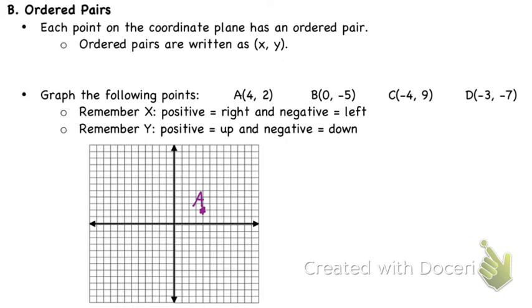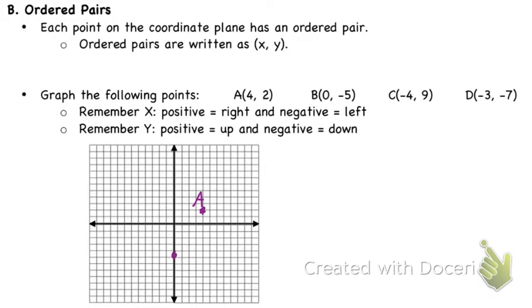Okay, for point B, where would I go? Who can raise your hand to help me out with point B? Okay, Jaden. Just 5 down. I'll go any left to right because the x value is 0. So I go 5 down because it's 0, comma, negative 5, and that's my point B. Ooh, that's not what I meant to do.